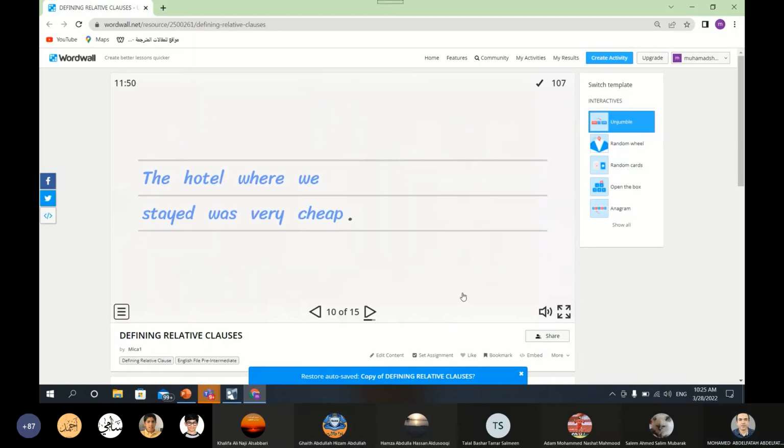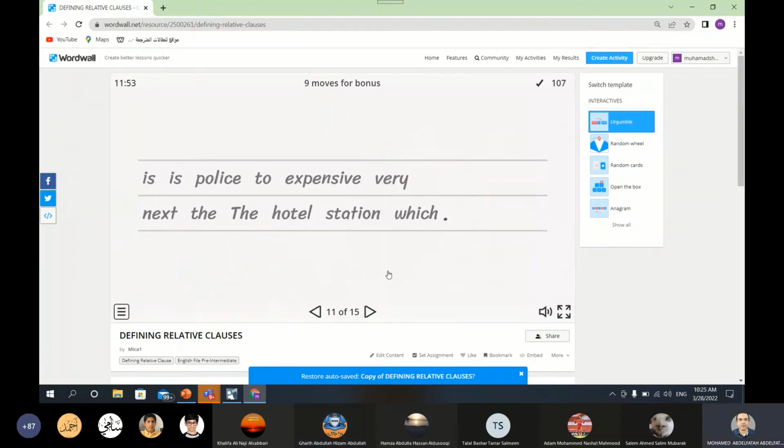Ghaith. Yeah, sir. Ghaith, let's answer number 11, and you have to put these words in the correct order. Your sentence is a little long, but I will help you. The words are is, and, another, is, police, to, expensive, very, next, the hotel, station, which. We have got a police station and we have got a hotel, and the hotel is an expensive one. So I will help you to start with The hotel. The hotel what?